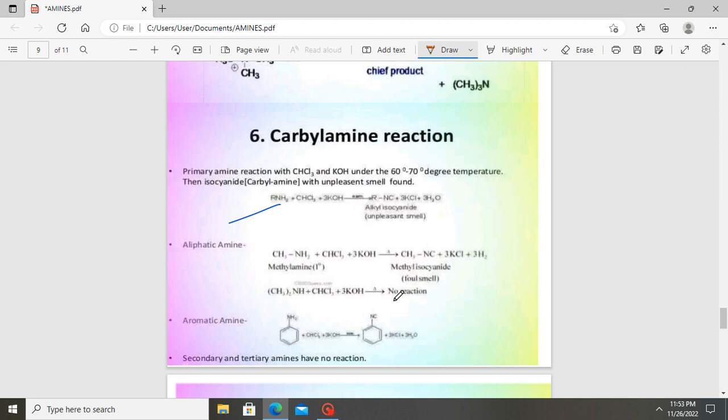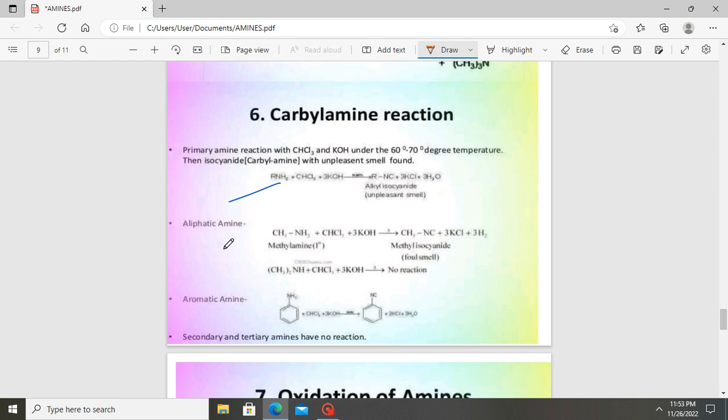The next reaction of amine is what we call a carbylamine reaction. And this reaction is a test reaction which is used to test for the presence of primary amines only in a mixture of compounds. When primary amines are heated with chloroform in alcoholic potassium hydroxide, it produces an isocyanide which gives an unpleasant smell.